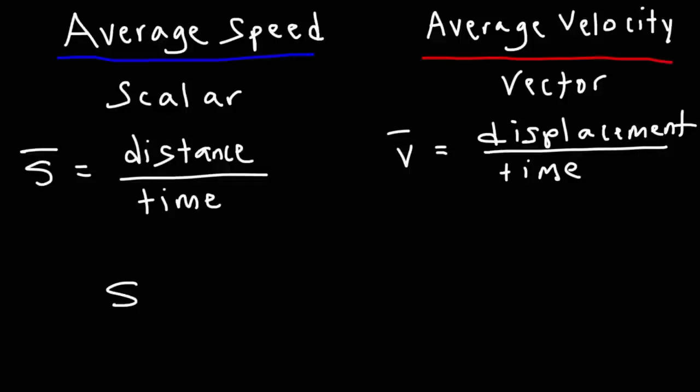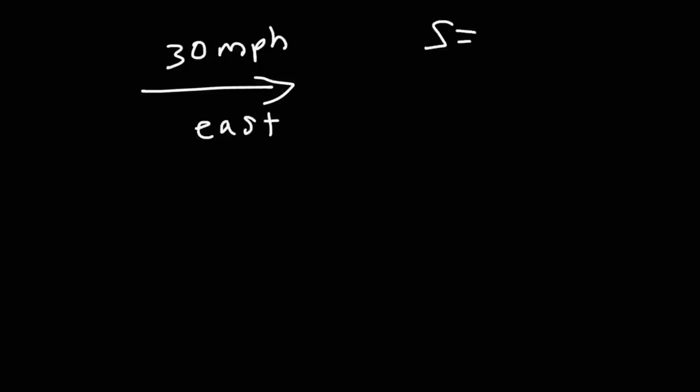Now, speed, that is instantaneous speed, is the absolute value of velocity. So what this means is that speed will always be positive. Velocity can be positive or negative depending on the direction. So for instance, let's say if Karen is traveling at a speed of 30 miles per hour east. Karen's speed is 30. Her velocity is 30 miles per hour east.